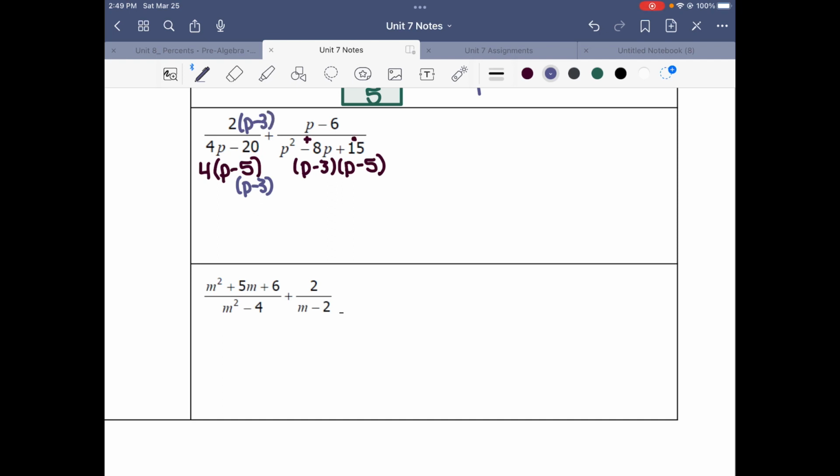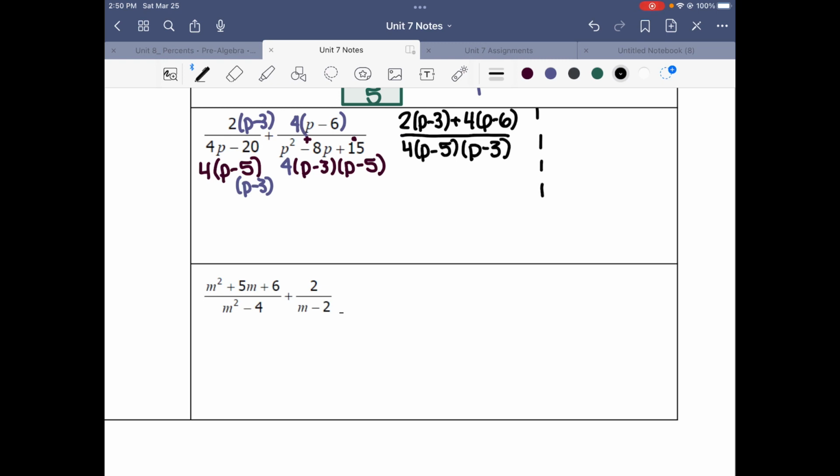Then the right side is missing the 4 out in front, like that. So my new denominator is 4 times p minus 5 times p minus 3. Or 4 times p minus 3 times p minus 5. It doesn't matter what order you write them in. And on top, I have 2 times p minus 3 plus 4 times p minus 6.